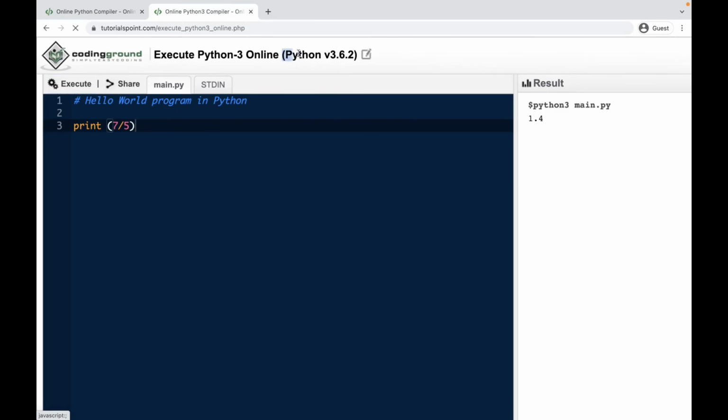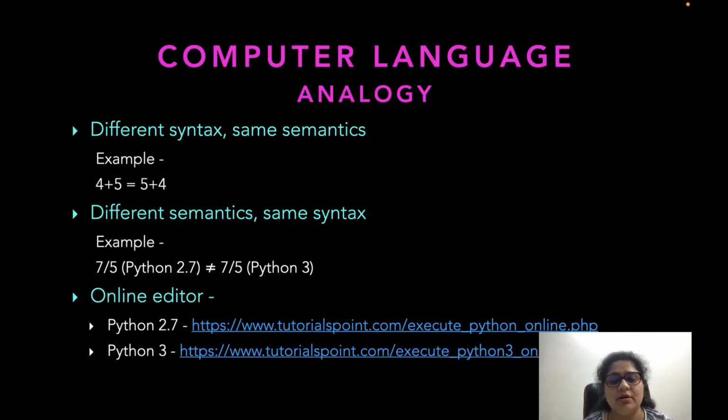So here I have opened Python 3.6 editor. You can notice here and I have written print 7 by 5. I will say execute and you can notice the result is 1.4. So more accurate result. But yes, meaningfully, both the Python versions are giving me different results. That is what was meant by different semantics, same syntax there. All right. So I'll go back to slide. So I hope from demonstration, these two differences are very clear. Different semantics, same syntax. How different version of Python are behaving for this simple 7 by 5 thing.